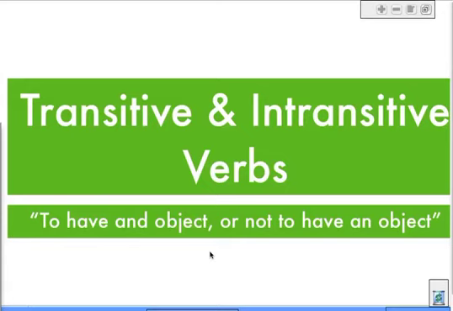Hey guys, today's video is on transitive and intransitive verbs. Now, this says here to have an object or to not have an object. You probably recognize that word object from your knowledge of direct objects before. Our section isn't actually until after this, but it does help to try to remember what an object is as we go through this, and I'll explain that in a little bit. So, to have an object or to not have an object.